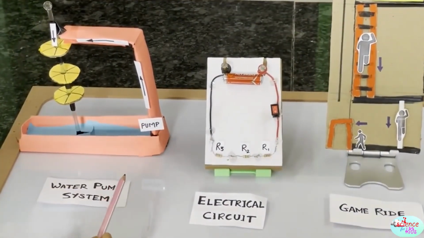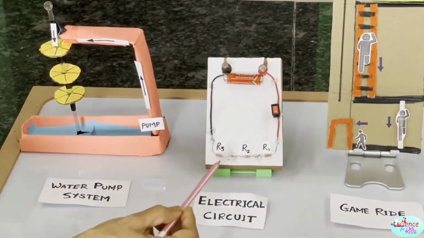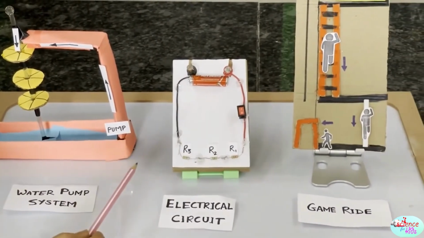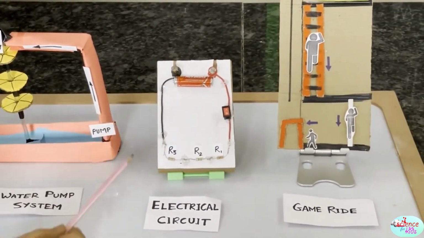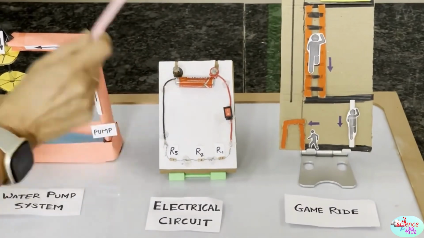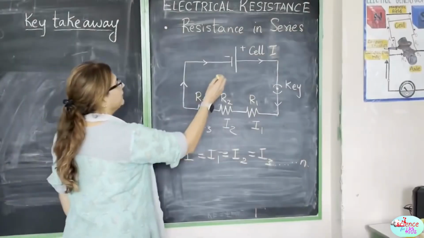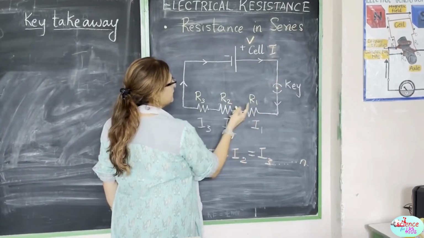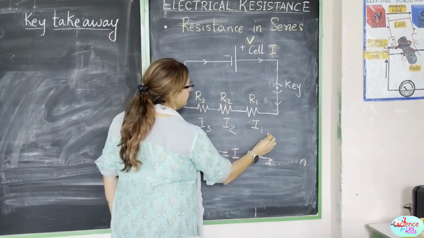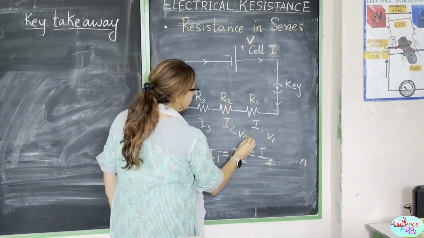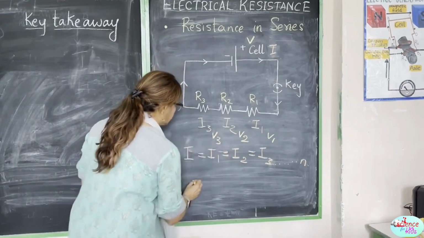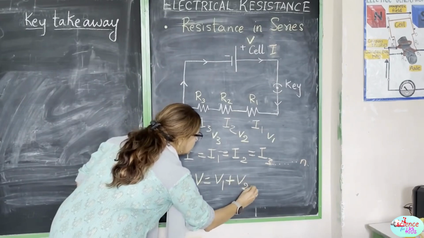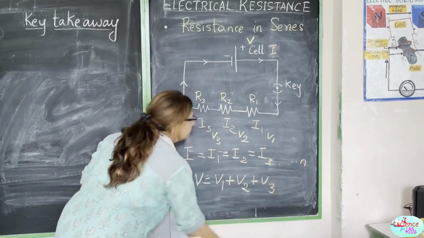Again, we may not know how much voltage is lost in each resistor, but we do know this, that the sum of the total energy lost by all the three resistors has to be equal to the amount of voltage that is supplied by the battery. So if V is the voltage provided by the battery, then the voltages across resistors R1, R2 and R3 will be V1 plus V2 plus V3. So total V will be equal to V1 plus V2 plus V3.